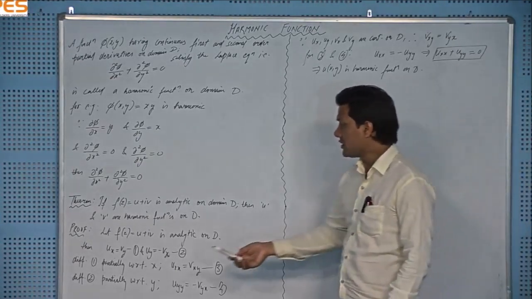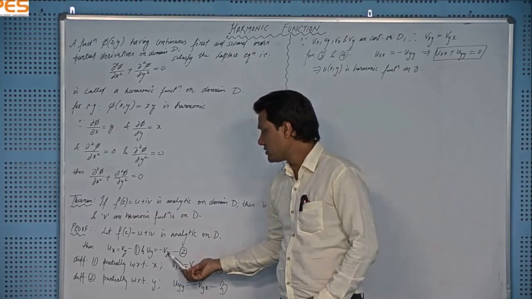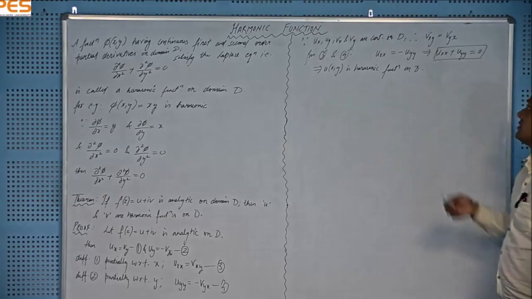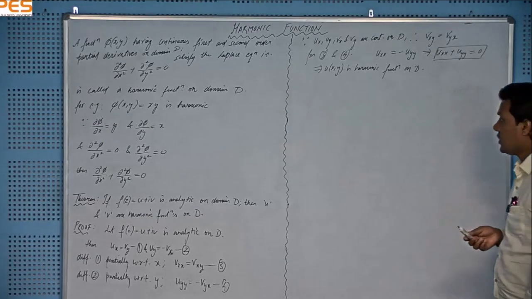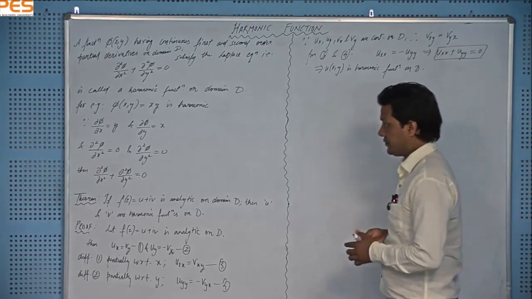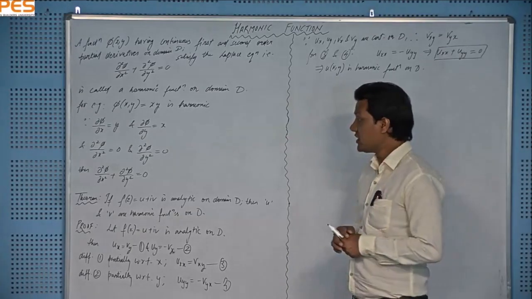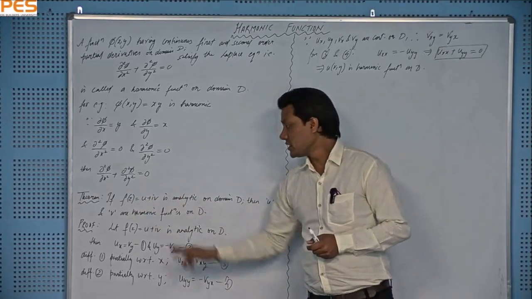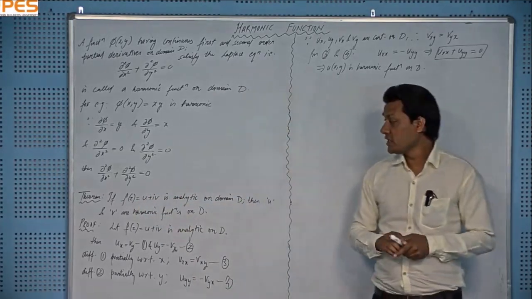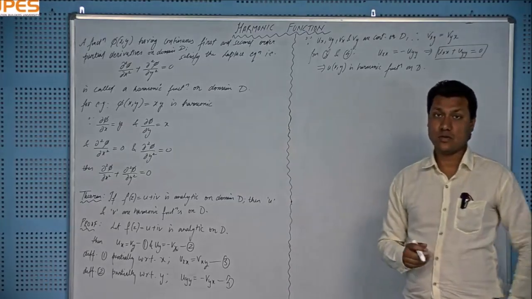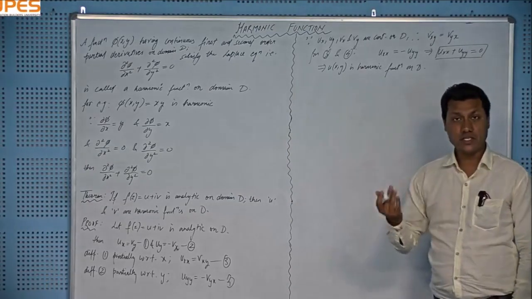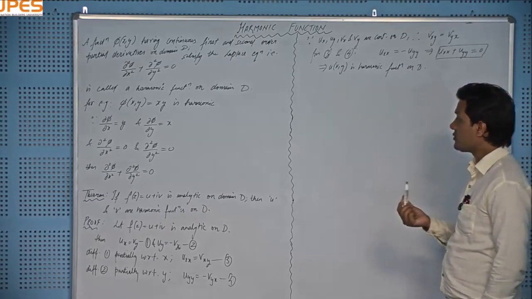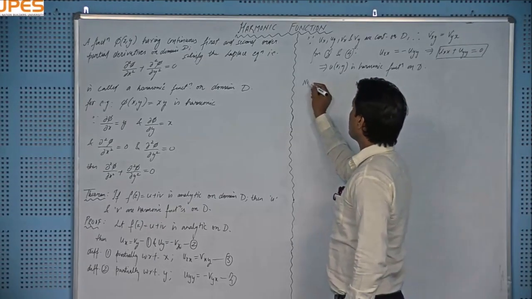By differentiating equation number 1 with respect to y, and then the second with respect to x, and then comparing like I did in this case, ultimately we get the result that if a function f(z) is the analytic function u plus iota v, then its real and imaginary parts both satisfy this Laplace equation, or we can say that u and v are harmonic functions on domain D, right?